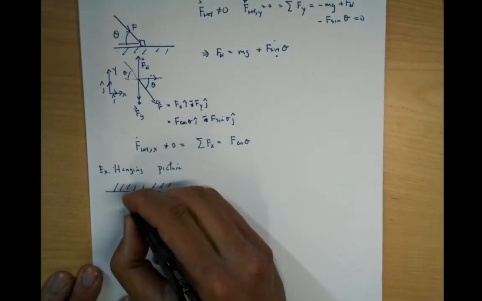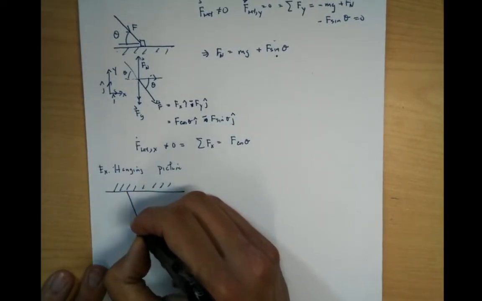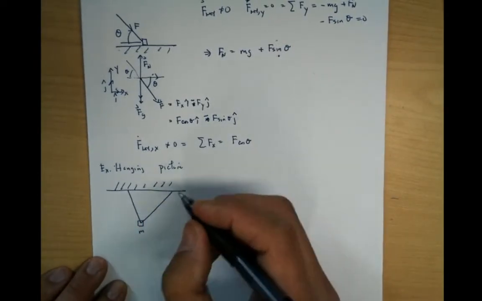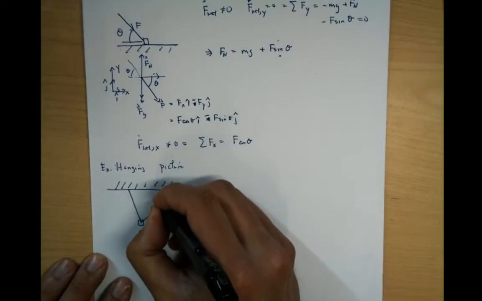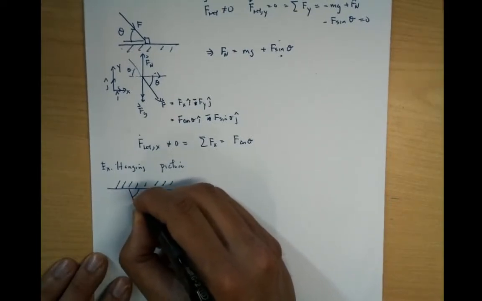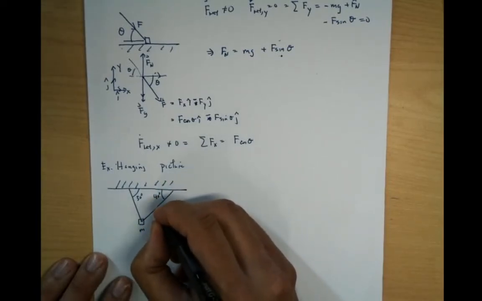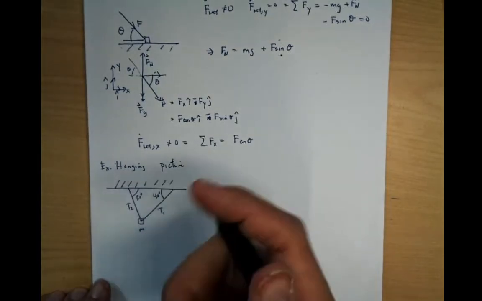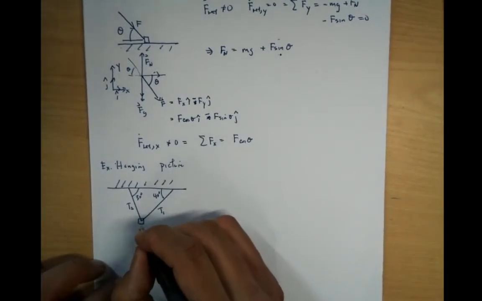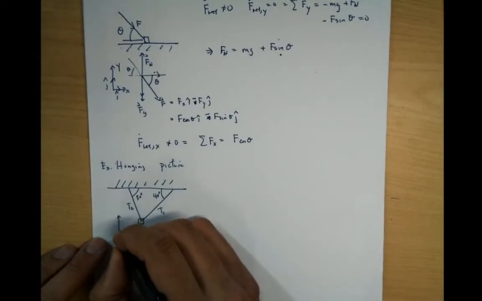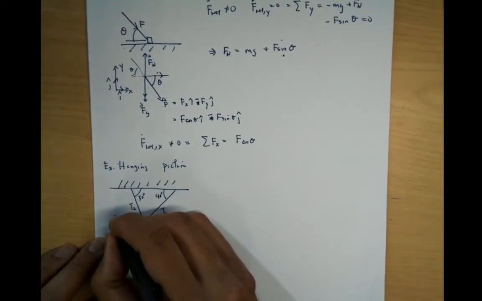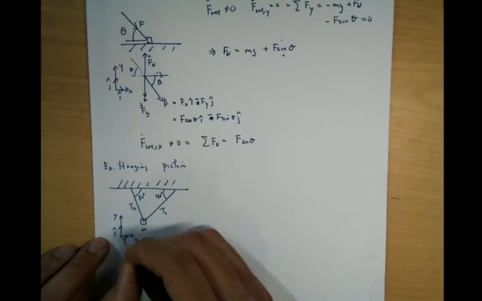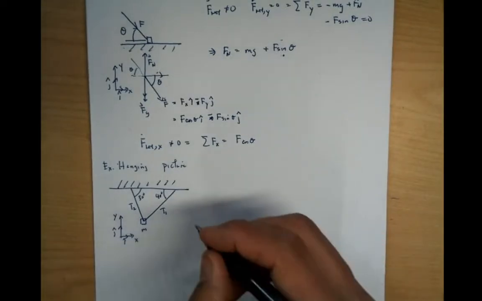These ropes are in two different directions. I'm going to have one rope look like that, and another rope like that. It's not drawn with the right angle, so I'm going to call this 40 degrees, and let's say that's 30 degrees. And this is tension one, tension two. Now, this mass is not moving at all in either x or y, with i hat and j hat. So let's draw the free body diagram first.